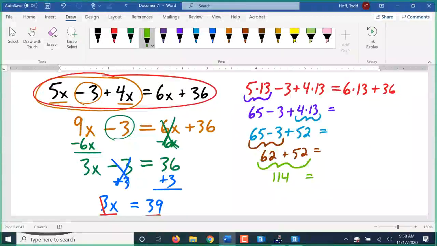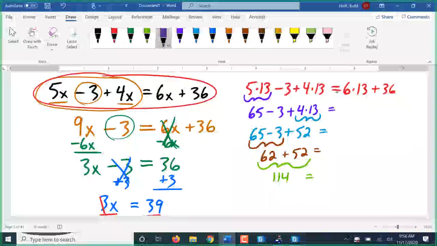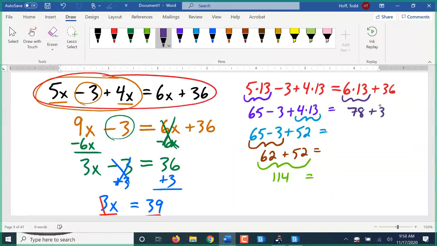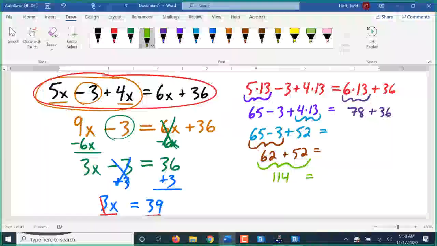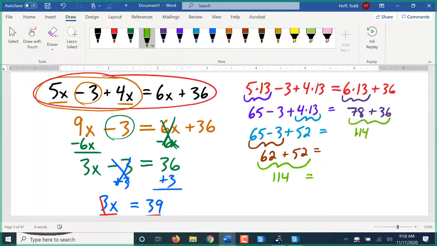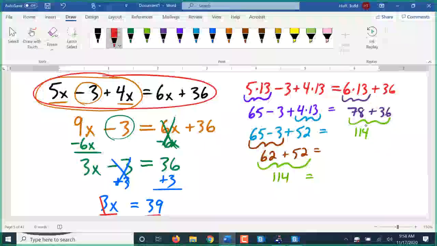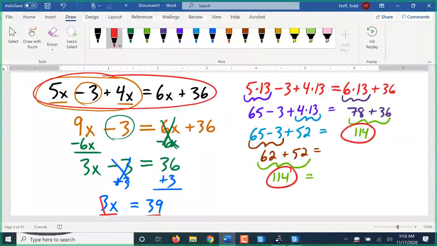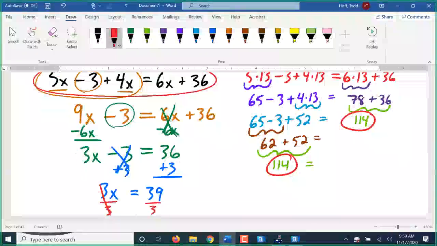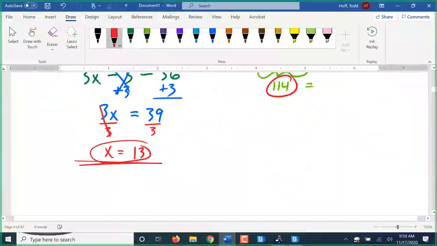On the right side, well, we have 6 times 13, which is 78. 78 plus 36 is 114. So we get 114 on both sides, the same value on each side of the equation, which confirms that x equals 13 is a valid solution to that equation.